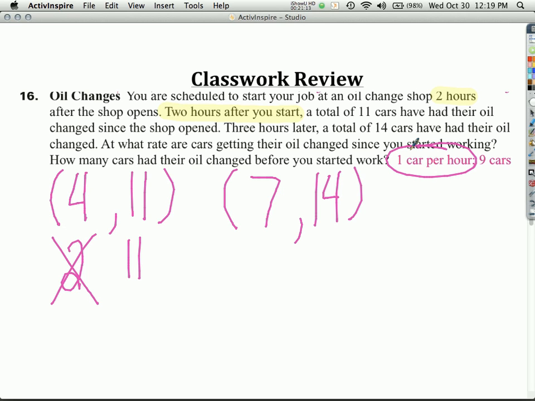Comments, questions on this? I gave you a hard one on purpose. You were supposed to try. If you got it wrong, that's okay. Okay? Sebastian and then Jada. If it was 1 car per hour, how come 9 cars can use 2 hours?